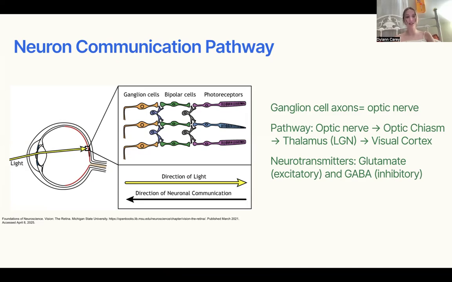Again, to the left, I just have another picture showing the retina. It gives you more of an idea of how light comes in and is put into those photoreceptors at the start, and then to the bipolar cells and then the ganglion cells. I really like this image because it gives you a visual of the direction of light and the direction of the neuronal communication.